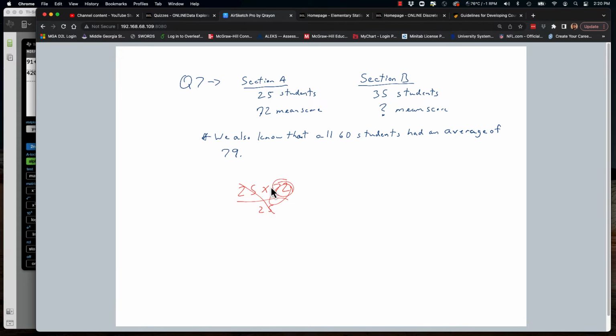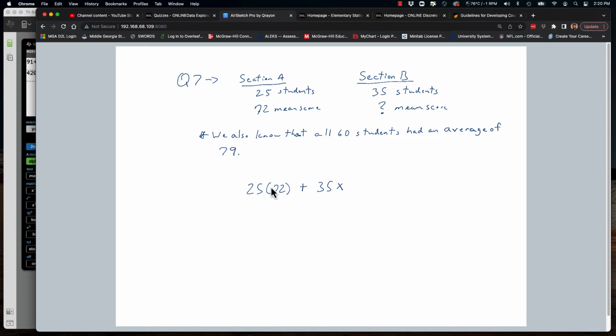Let me erase that. All right, so the way I would set this up would be as follows. In section A, I know I had 25 students times 72 was their average. Plus, in section B, I had 35 students, but I don't know what their mean score is, so I'm going to call it x. So it's very similar to the problem we did before this. This is going to be divided by the total number of students in both sections, which will be 60, 25 plus 35. So it's kind of like the students are your weights. All right. And then the average that all 60 students got was a 79.